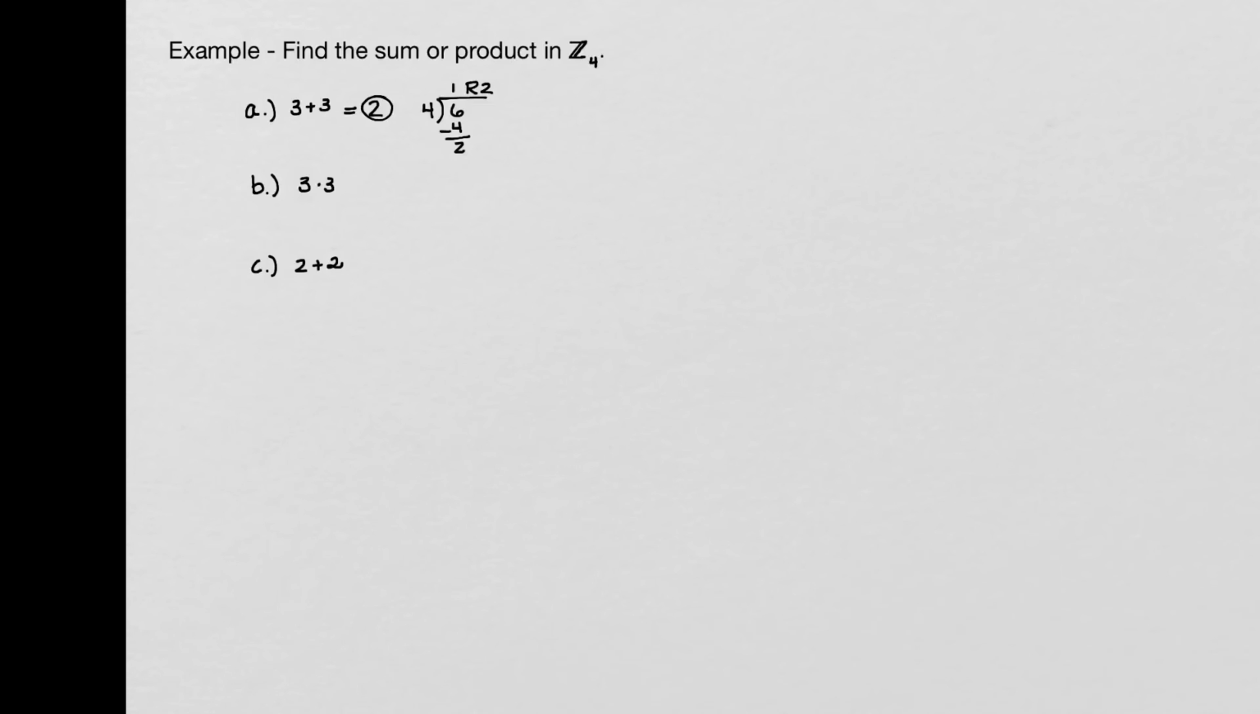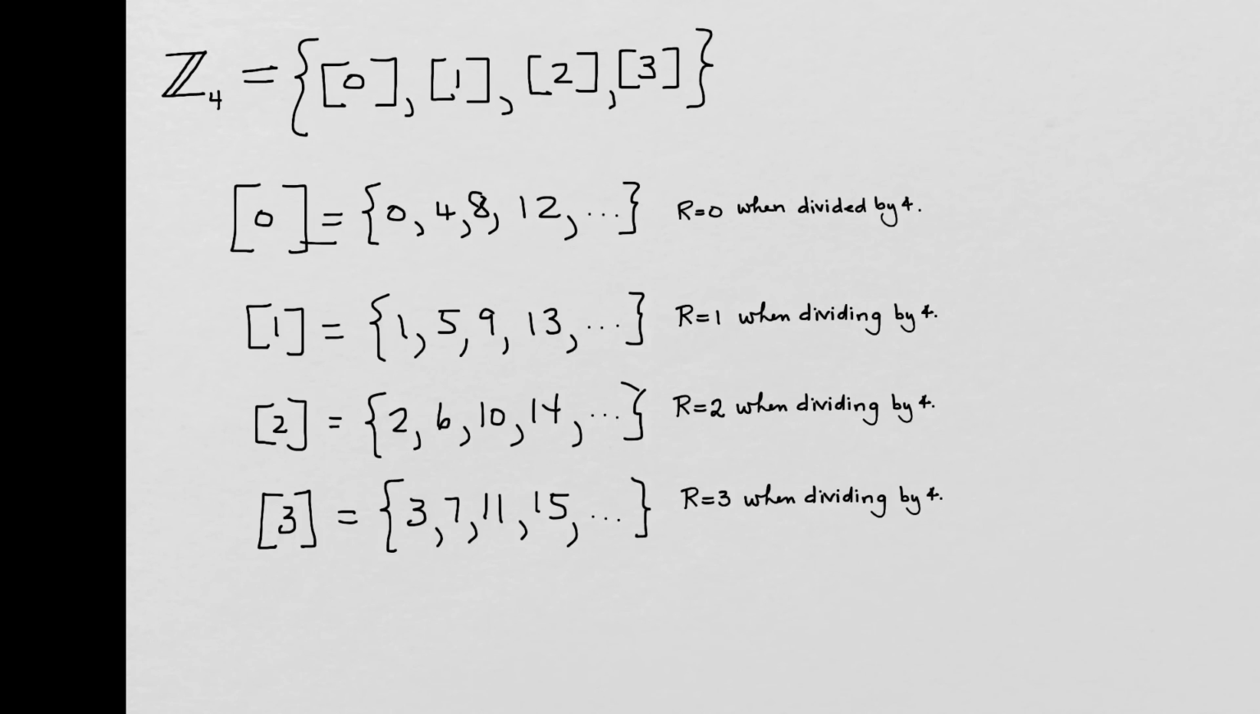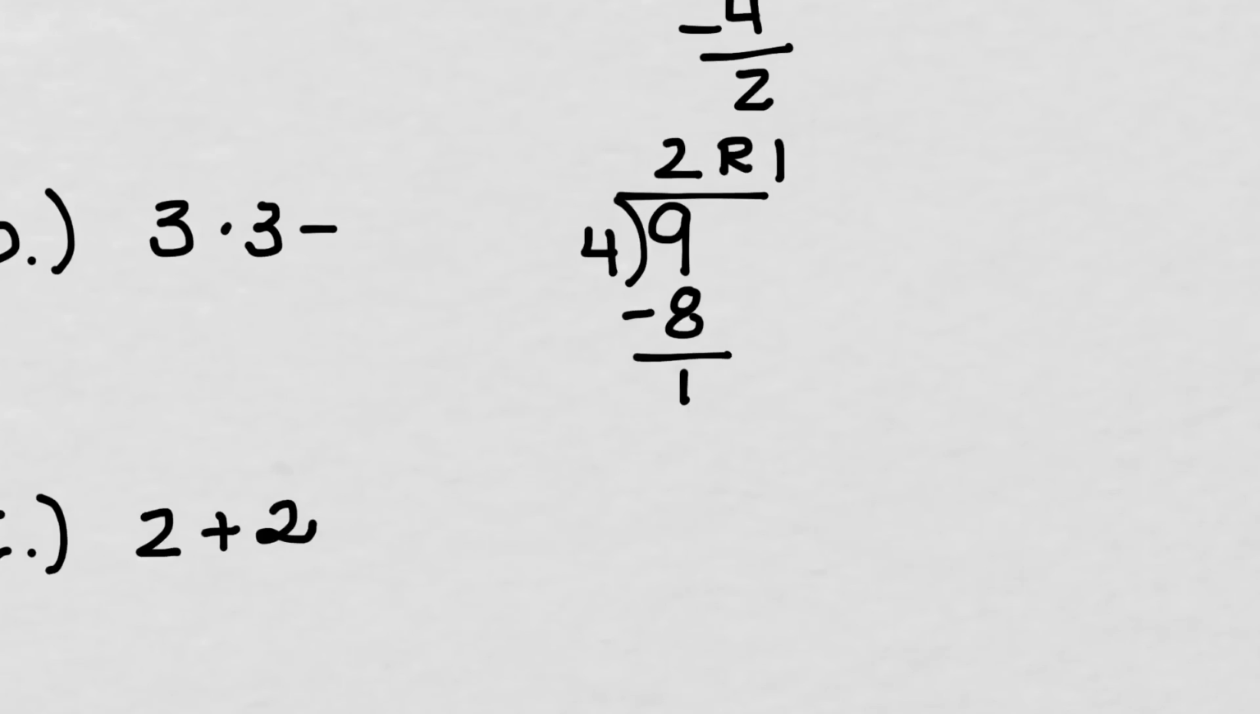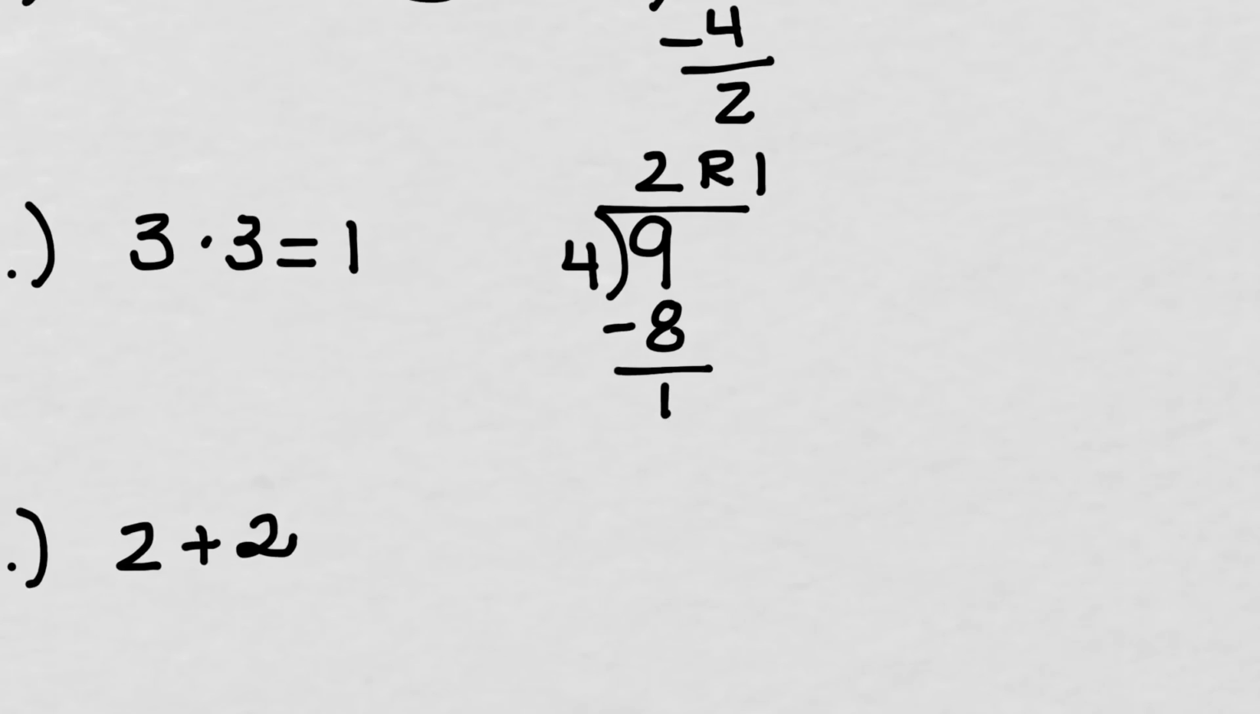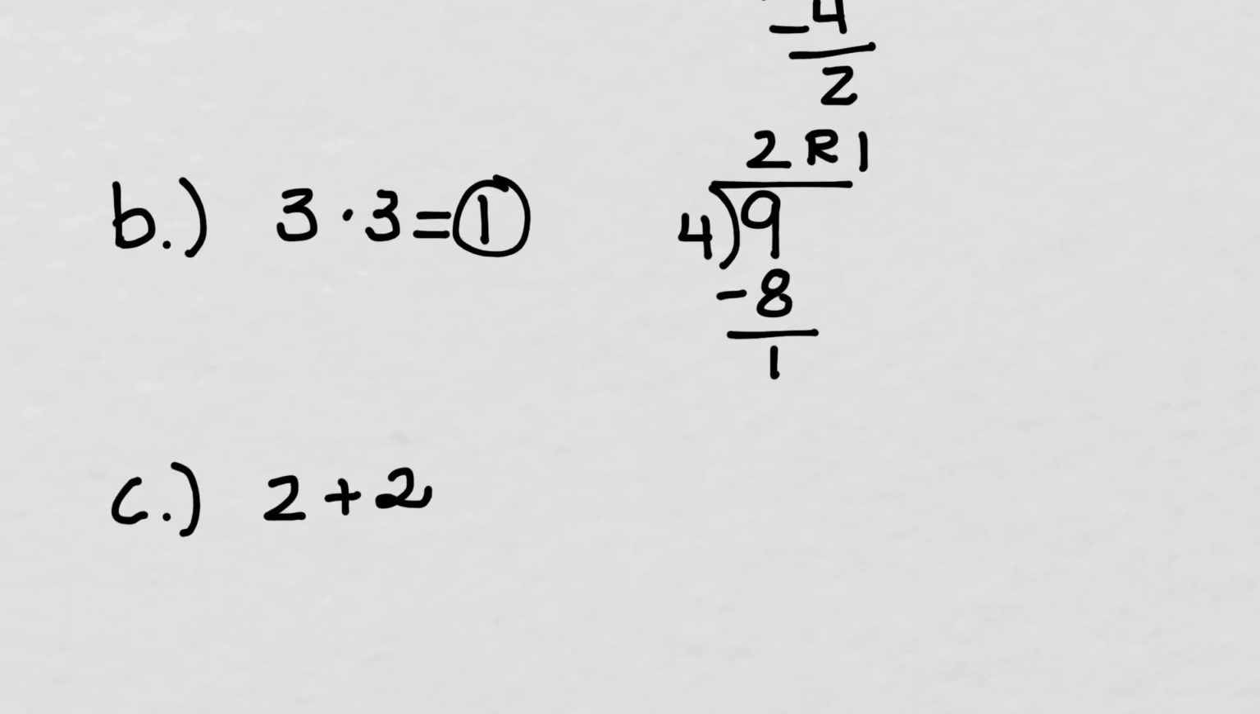I do something similar when I have 3 times 3. 3 times 3 is 9, and then I have to divide the 9 by 4. It goes twice, so then I have a remainder of 1. So 3 times 3 equals 1 because we're talking about mod 4. So 1 is my answer there.